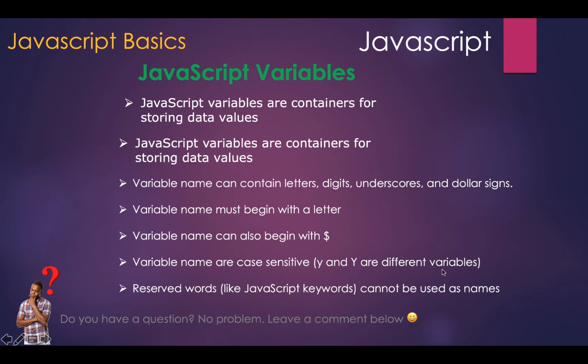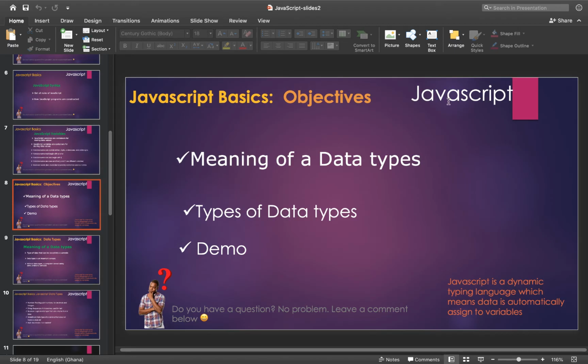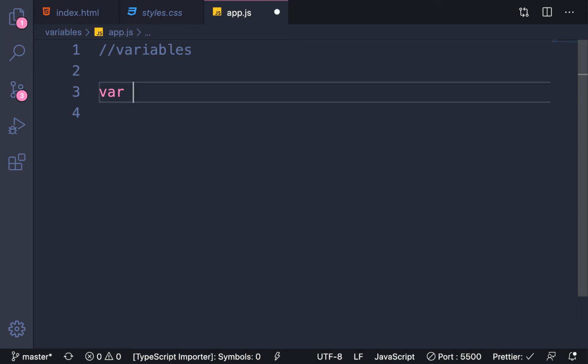Okay, why and are different. Reserved words like JavaScript keywords cannot be used as names. Okay, so let's go on to the code and show you what I'm talking about. The name of your variable can use a dollar sign or underscore. Instead of this one, you can make it dollar sign and then message. Or you can use camel case, for example firstName.